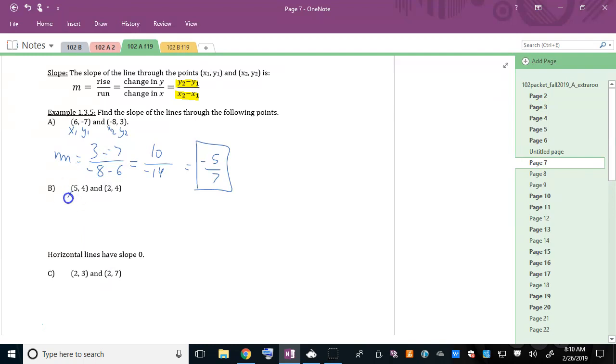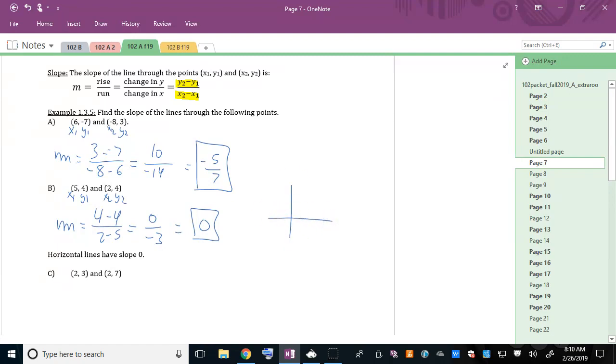Let's try another one. So here is my x1, y1, and here's my x2, y2. So plugging in my equation this time, I get 4 minus 4 over 2 minus 5. Now, 0 divided by anything except 0 is 0. Now this is actually a special case.